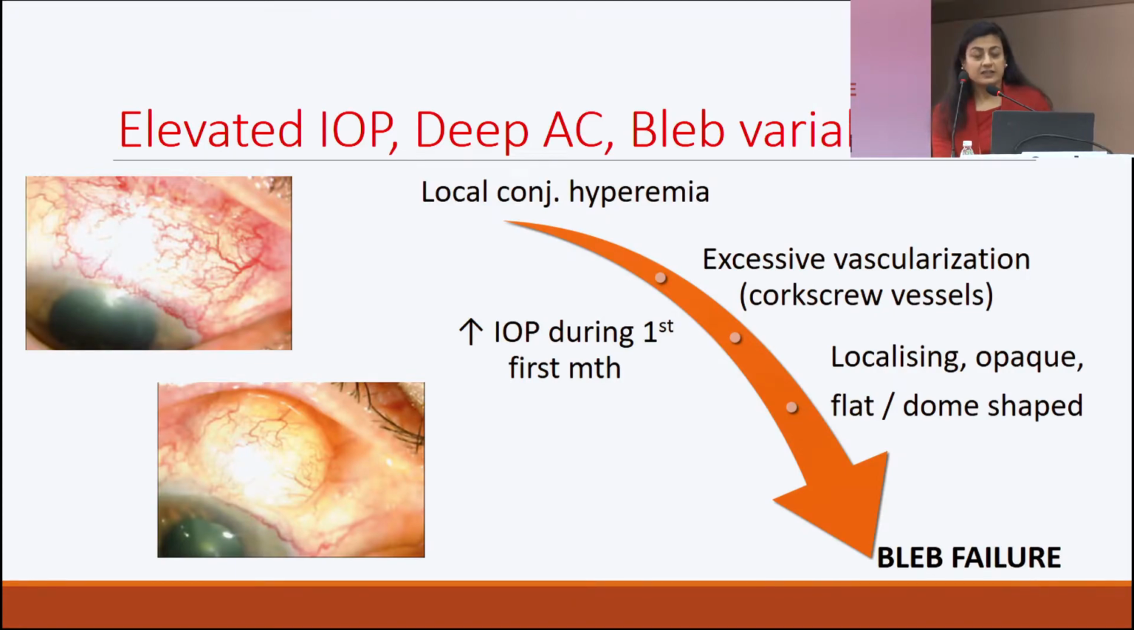So what are the signs you need to actually watch for? A changing vascularity, when there will be increased local conjunctival hyperemia, excessive vascularization in the form of corkscrew vessels. The BLEB, instead of becoming diffuse, is localized. Instead of translucent, it is opaque. And instead of moderate elevation, it could be either dome shaped or just shallow or flat. And there would be a trend of increasing intraocular pressure during the first month. So all these are signs that probably the BLEB is going into a stage of failure.